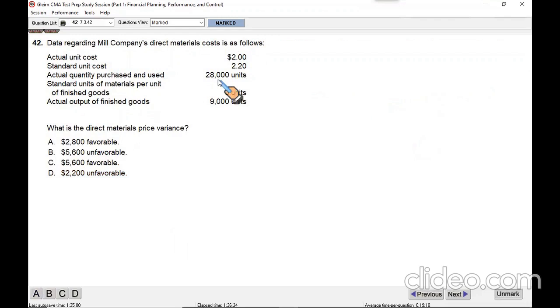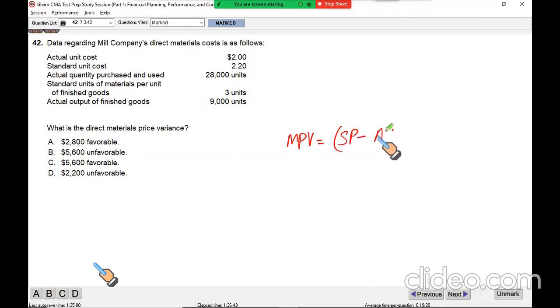Okay, now instead of just reading the information, let us first see what is required. It says, what is the direct material price variance? We should immediately write down the formula. We know material price variance, MPV, is equal to standard price we should pay less actual price we actually paid, multiplied by the actual quantity used or purchased, whatever is given in the question.